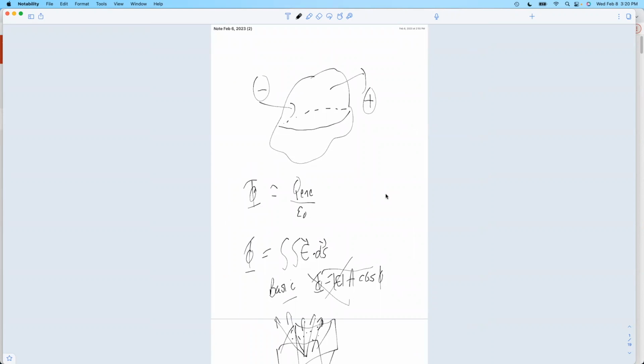So there's one more Gauss's law problem we could do, the slab of charge. Maybe we'll do that later because it's a fun one. But that's a good place to stop here.